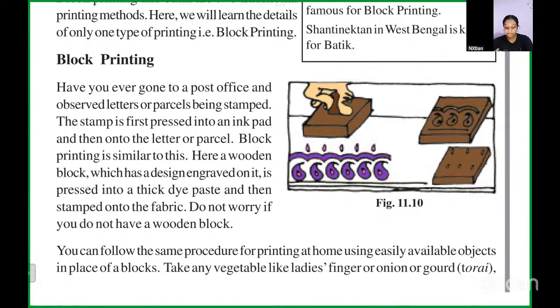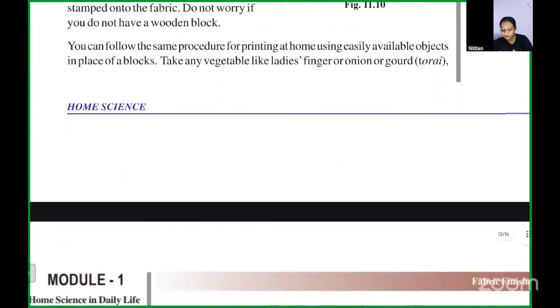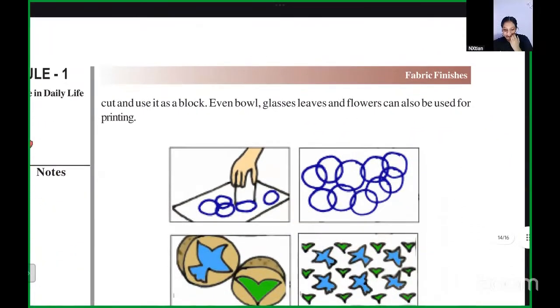That is a stamp. Now, the stamp is first pressed into an ink pad and then onto the letter or parcel. Block printing is similar to this. Here, a wooden block which has a design engraved on it is pressed into a thick dye paste and then stamped onto the fabric. Do not worry if you do not have a wooden block. You can follow the same procedure for printing at home using easily available objects in place of blocks, like vegetables like ladyfinger or onion or gourd. They are cut and used as a block.